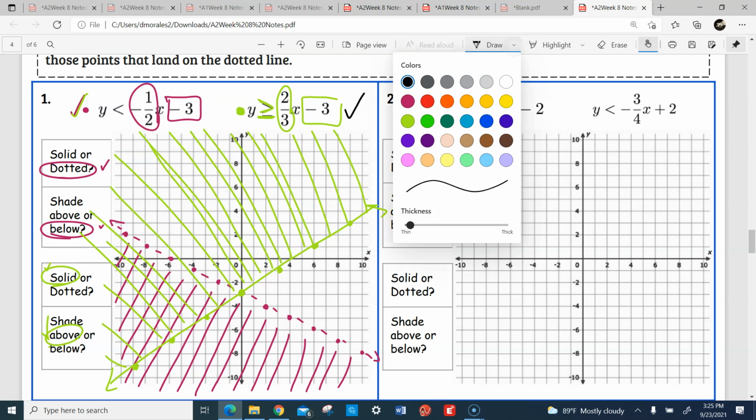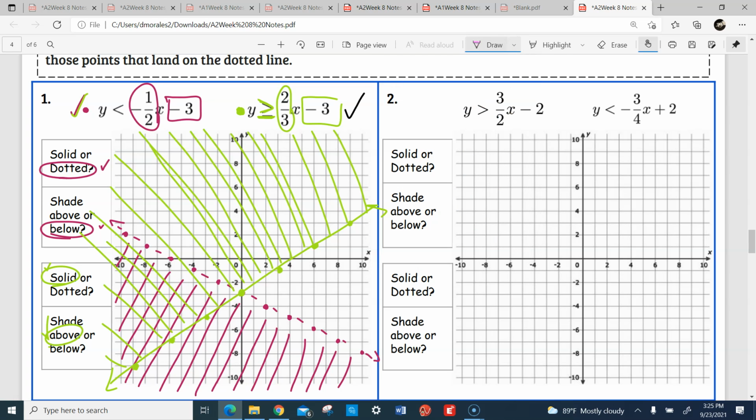Let me pick 2 different colors to use. I'll go ahead and start with that one. So for number 2, I'll begin with this inequality. The greater than means that I'm going to have a dotted line and I'll be shading above. I'll begin at negative 2 on the y-axis. And I'll follow this slope of positive 3/2, up 3 over 2, up 3 over 2, and rinse and repeat, and I'll get the points that came before it. Left 2, down 3, left 2, down 3, and so on and so forth.